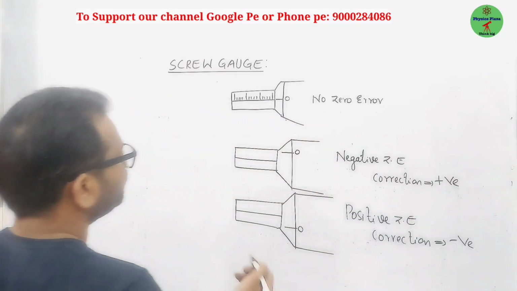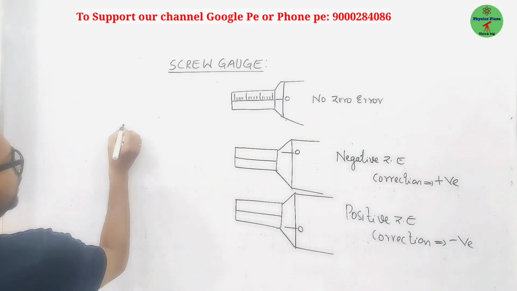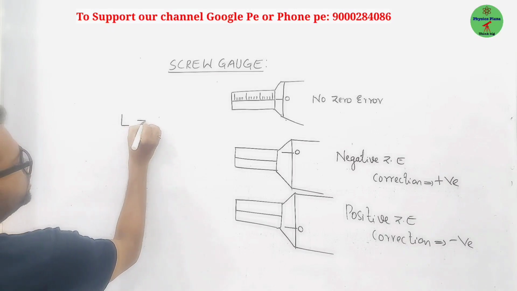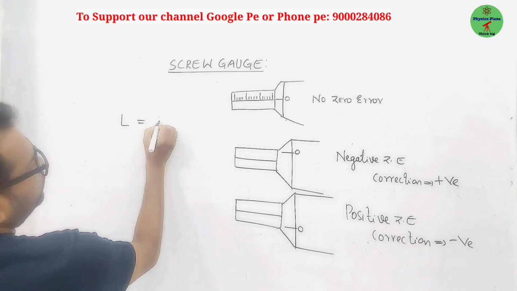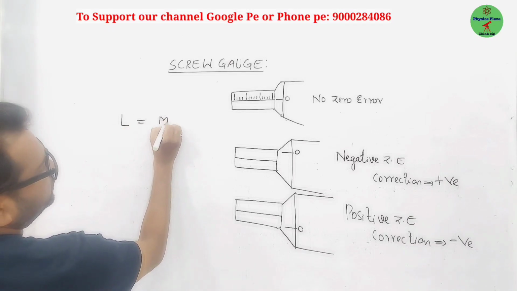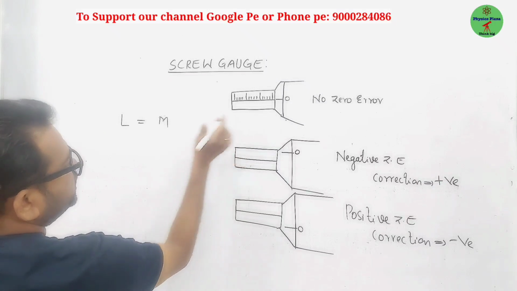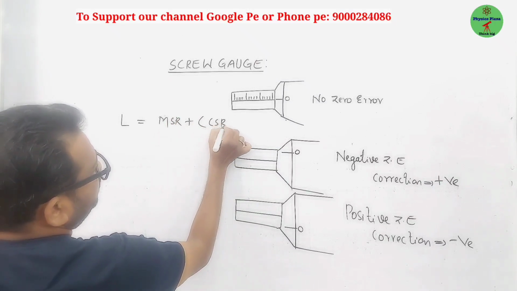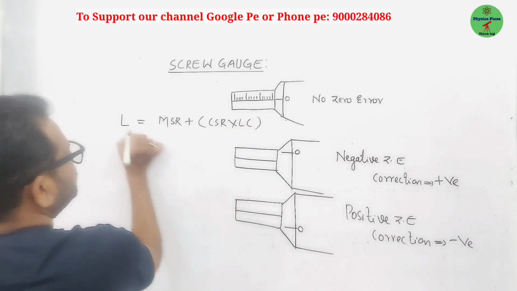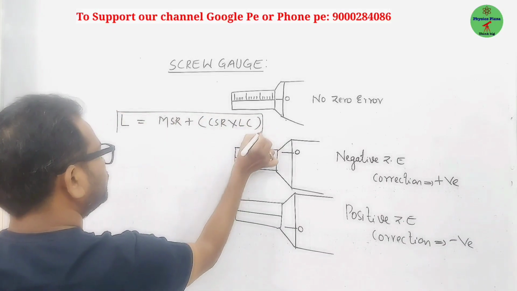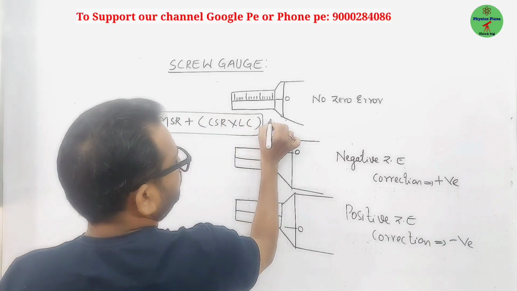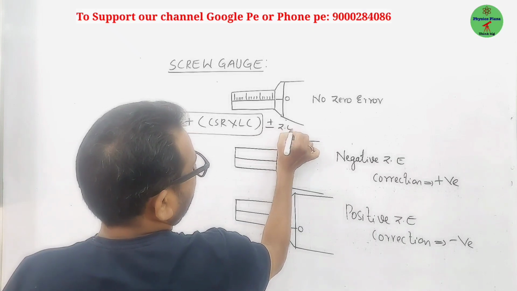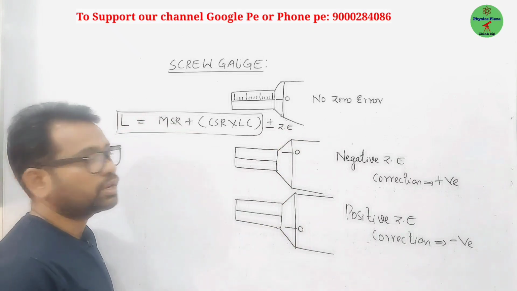And what is the formula to calculate the length or a diameter by using a screw gauge? The head scale is like a main scale; we can call it the main scale or head scale. Main scale reading plus circular scale reading into least count. So this is the general formula where there is no error. If an error is there, plus or minus the zero error, depending on that.